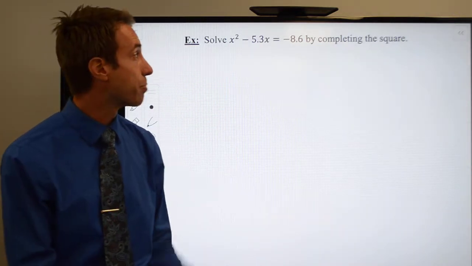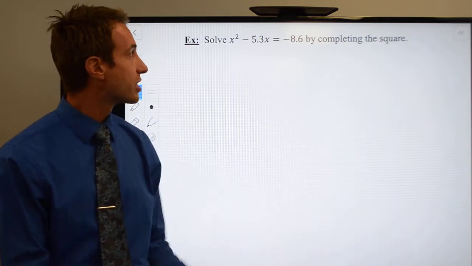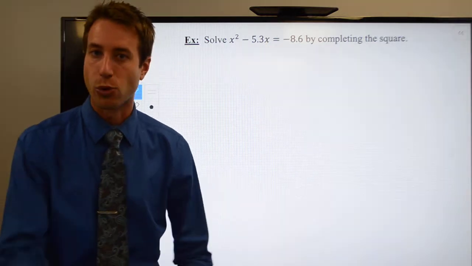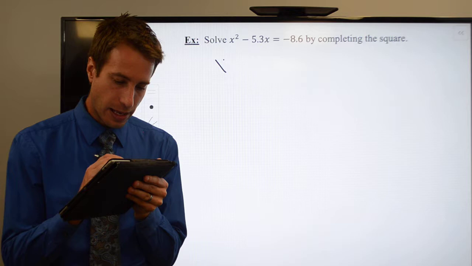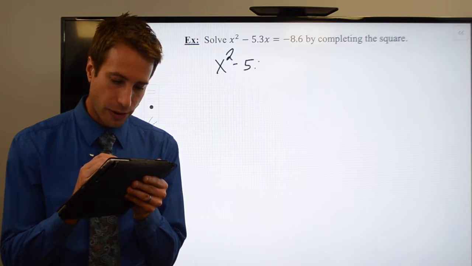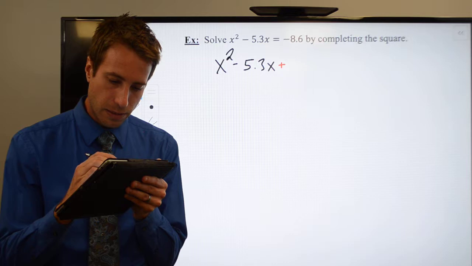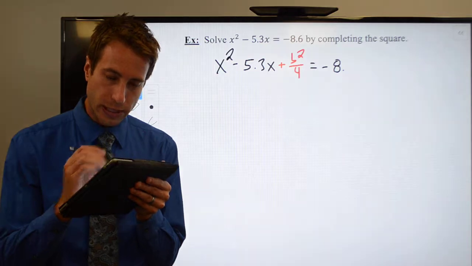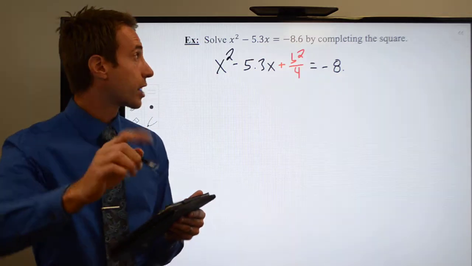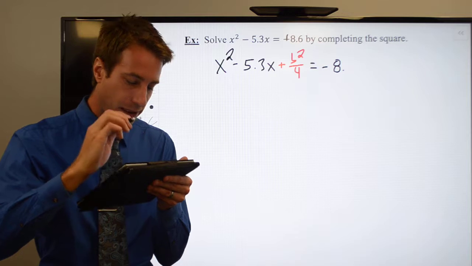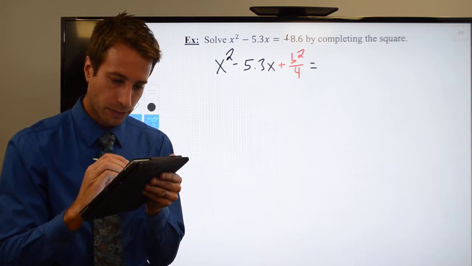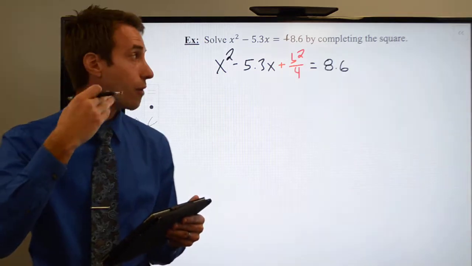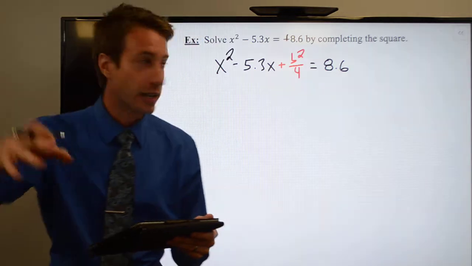Now, fortunately, I've already put the 8.6 on the other side, so I've got the x squared minus 5.3x, and I've left you the space to add your b squared over 4. So let's just go ahead and do it. X squared minus 5.3x. I'm going to add b squared over 4. Actually, I apologize, this one's got a typo in it. That needs to be a positive 8.6. I am so sorry. That's my fault, I just fat fingered it when I was making the notes.